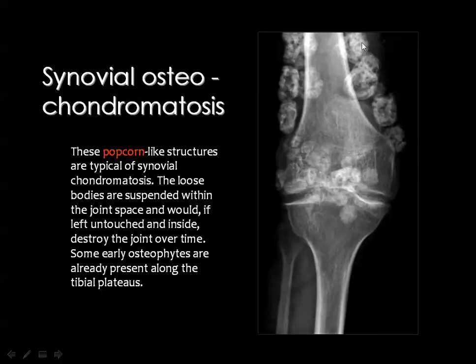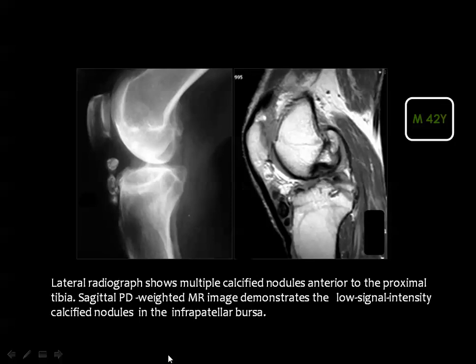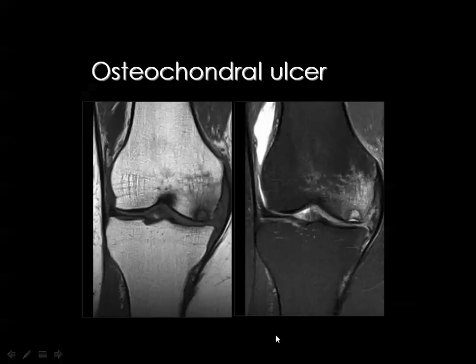This is the typical popcorn appearance of synovial osteochondromatosis of the knee joint by a plain X-ray. You can also diagnose this by MRI, knowing that loose bodies will appear of low signal in the T1 and T2 weighted image unless they are large, then they will develop a bone marrow cavity and a cortex, as I have mentioned.